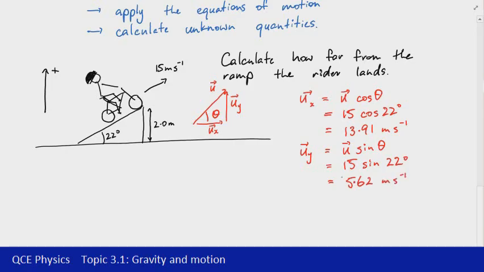Note that that's in the upwards direction, so that's going to be a positive. The acceleration in the vertical direction, in the y direction, is going to be the acceleration due to gravity, and because that's coming back down, that's going to be negative 9.8 meters per second squared.